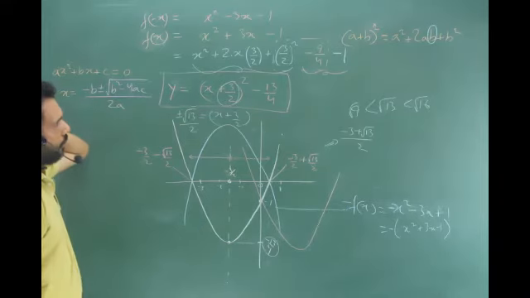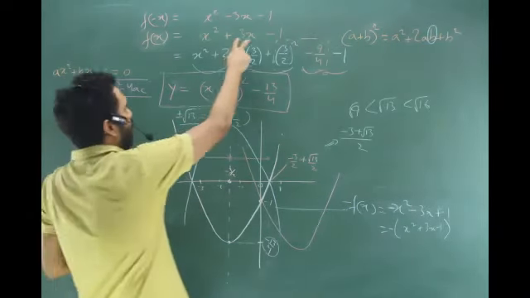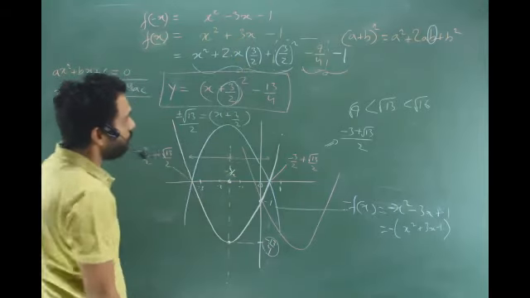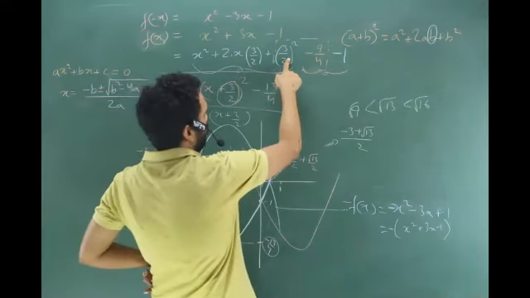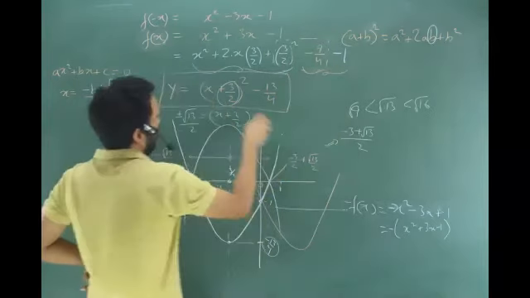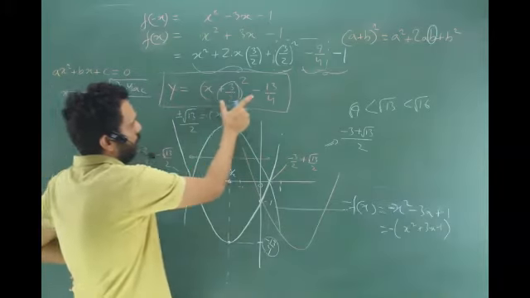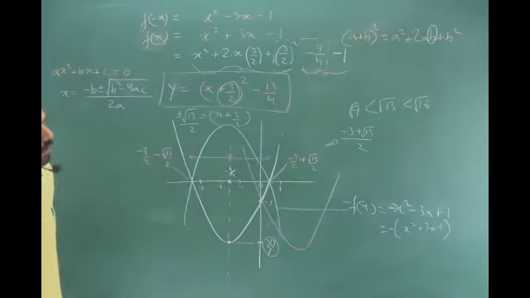For the last time, I'll repeat. You split the middle term as 2 into x into something. That something is your b. Put that b square, remove the b square, and what was there you put back. Then take the first 3 terms, write it as a plus b whole square format, and the remaining will be a constant. Is that clear?